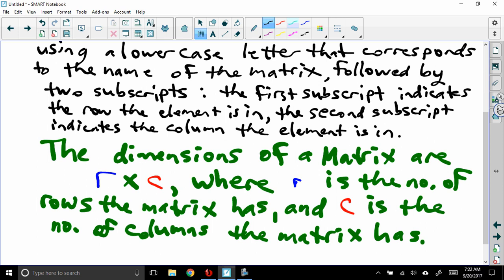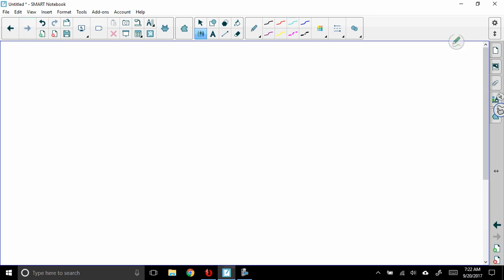So we use a capital letter, and I've already got 3 matrices on my TI Inspire, so I don't want to use any of those capital letters to be confusing. So here's a matrix. I'm going to go ahead and name it capital D. Use a capital D.